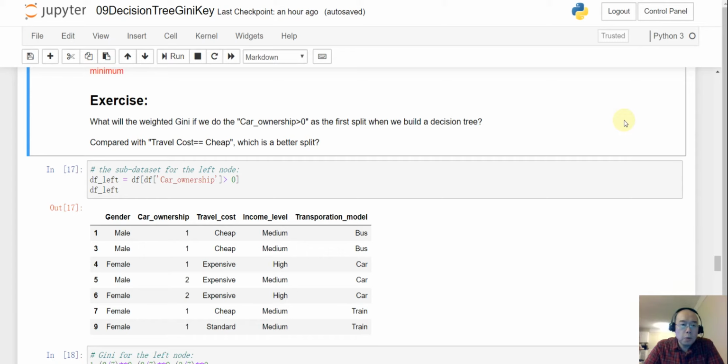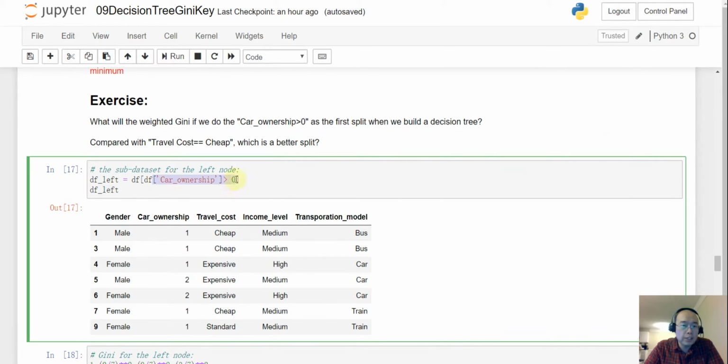Okay, so this is my solution to the second exercise. We are trying another split on the car ownership greater than zero. There are a total of 7 records with car ownership greater than zero. We have 2 buses, 3 cars, and 2 trains. So it seems that this node is not a very good split anyhow.